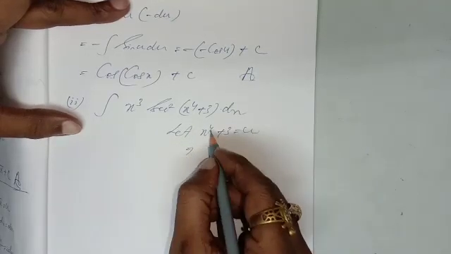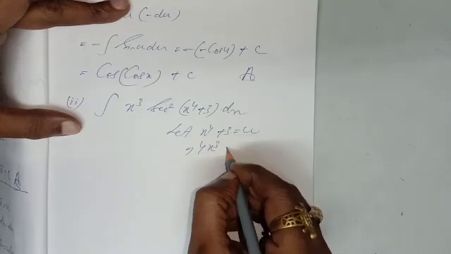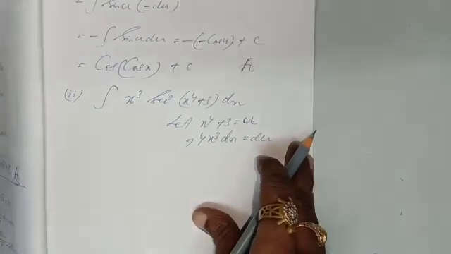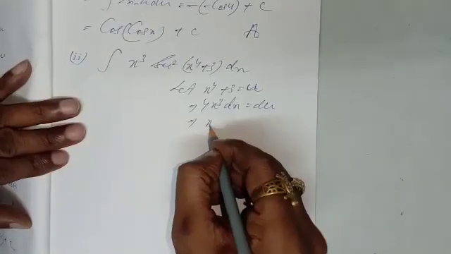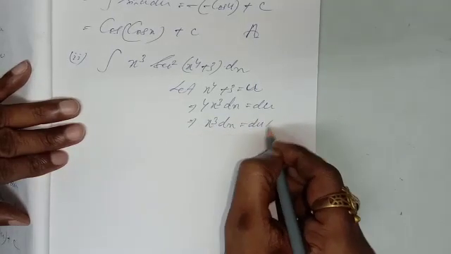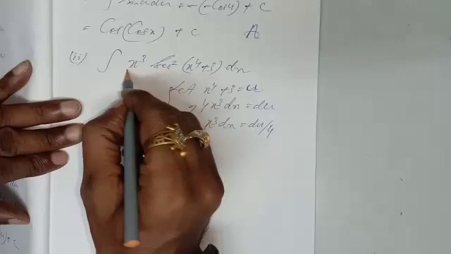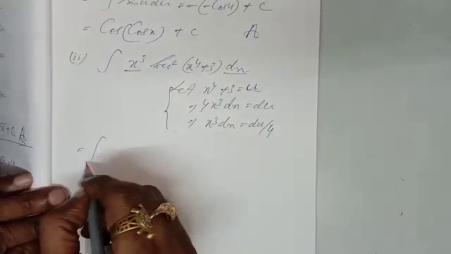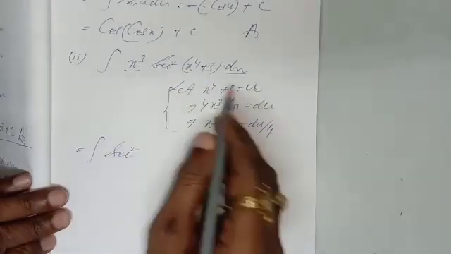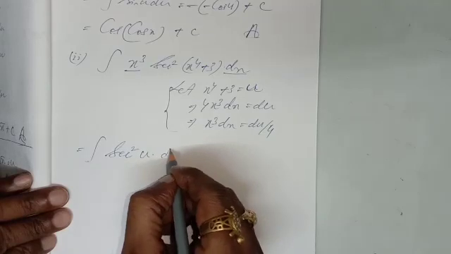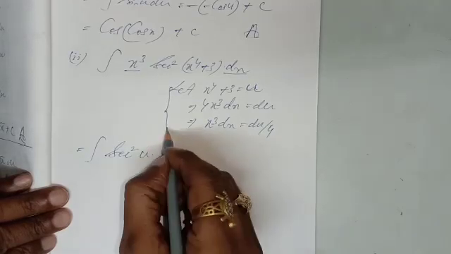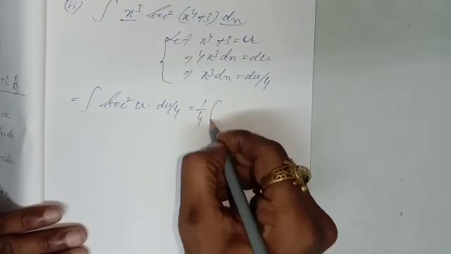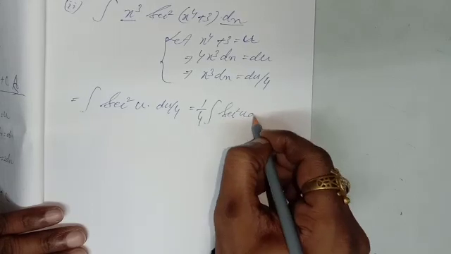So what is the derivative of x to the power 4? This will be 4x cube, and the derivative of 3 will be 0. So 4x cube dx is equal to du. Therefore x cube dx is equal to du by 4. Now replace x cube dx with du by 4, and sec square of u, where u means x to the power 4 plus 3. Take 1 by 4 outside, integration of sec square u du.